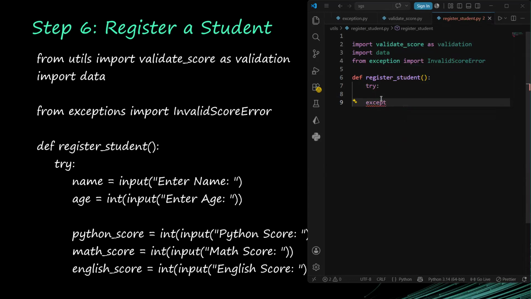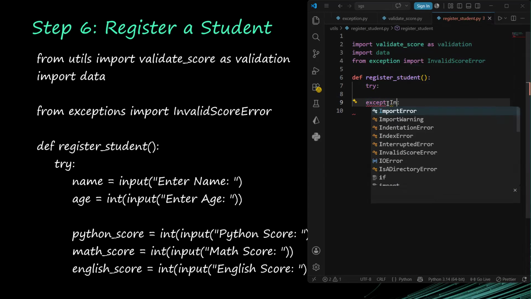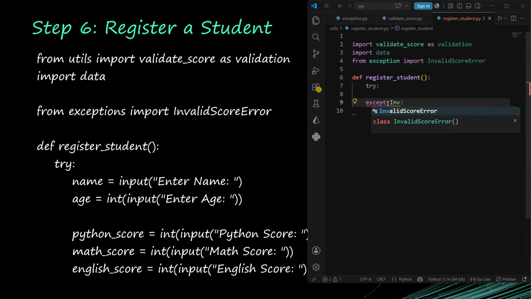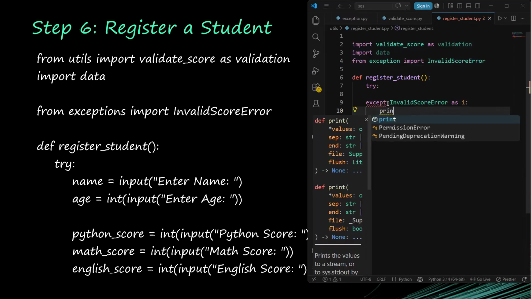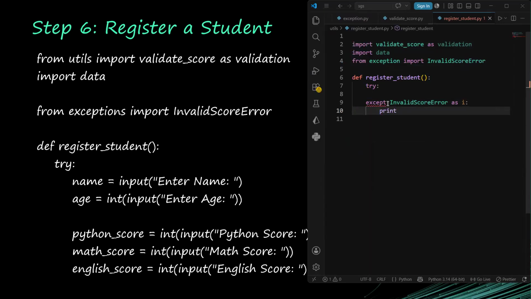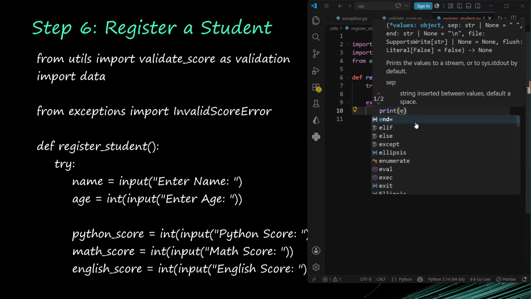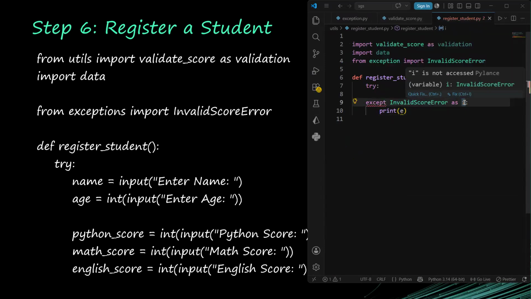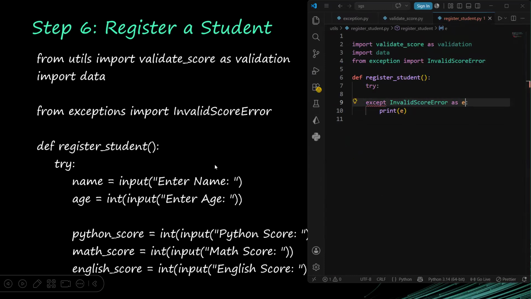So if anything goes wrong, except InvalidScoreError as E, and I'll just print E. Like I said, look at what I'm doing. I'm changing it to E as E.